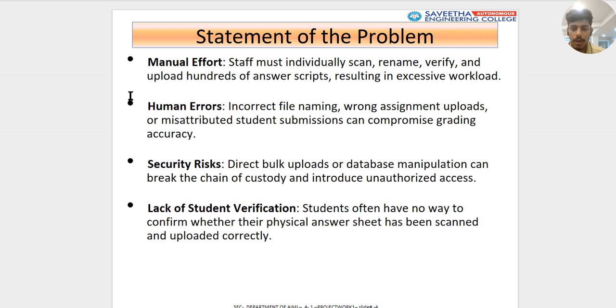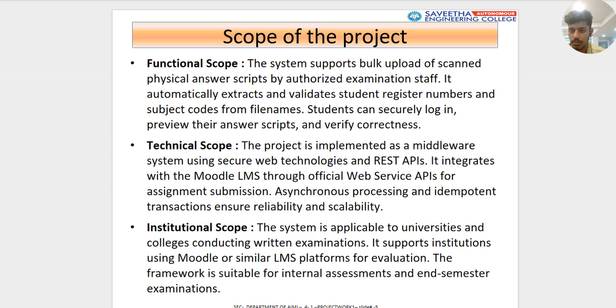The problems are: manual effort, human errors, security risk, lack of simplification. Staff must individually scan, rename, verify, and upload hundreds of answer scripts, resulting in excessive workload. Human errors such as incorrect file naming, wrong assignment of marks, or misattributed student submissions can compromise grading accuracy. Security risk: direct bulk uploads or data manipulation can break the chain of custody and introduce unauthorized access.